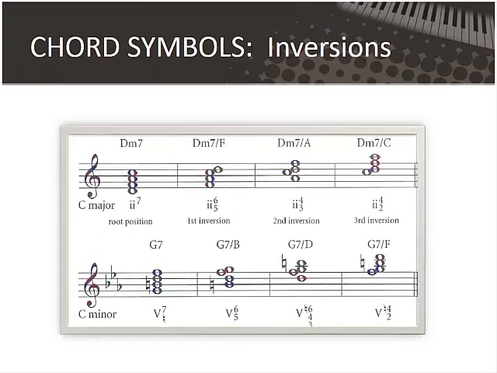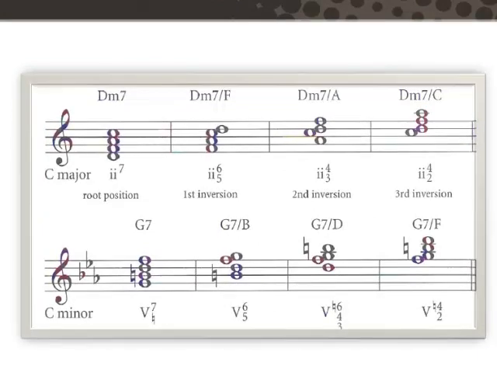Let's take a look at these 7th chords that are on your screen. In C major, we have a 2/7, or a D minor 7. In our first example, we know it's a 2/7 because, of course, we have a 7 in our figured bass. So we have a root position chord. In the next measure, it's in first inversion, and we know it's a first inversion chord because it has a 6/5.